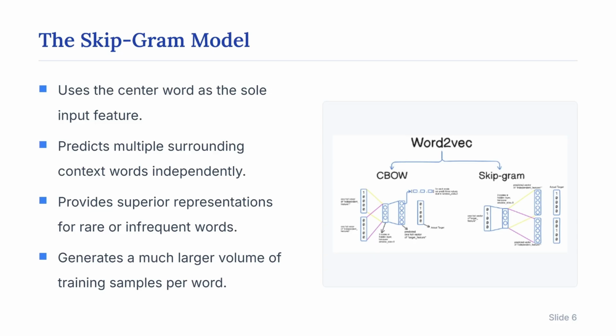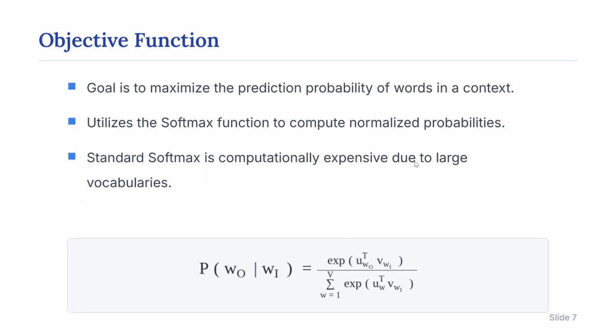So to summarize, skipgram is better for rare words, produces higher quality embeddings, and captures detailed relationships. But it is more computationally expensive. Depending on the use case, we choose between CBOW and skipgram. Now that we understand both models, let's move on to how these models are actually trained and what objective functions they optimize. Now that we understand CBOW and skipgram, the next question is what exactly is the model trying to optimize?